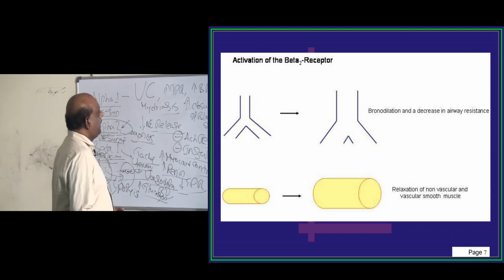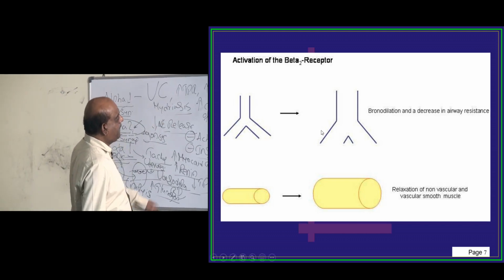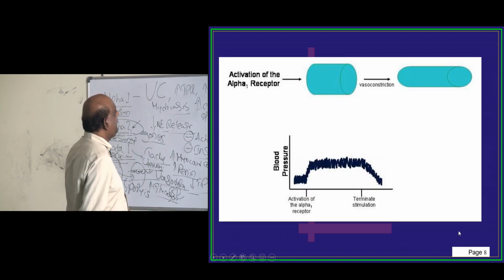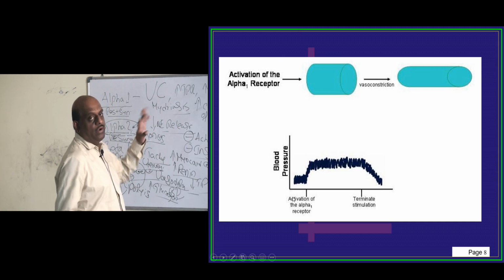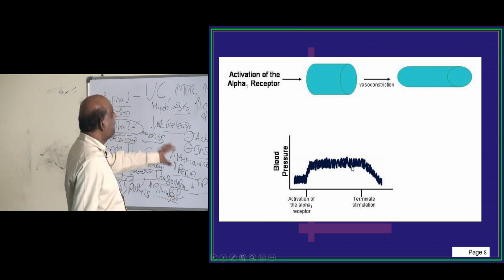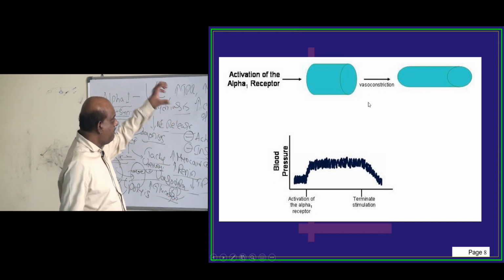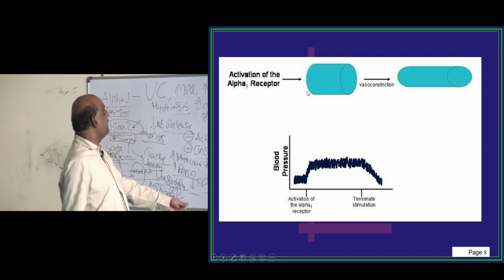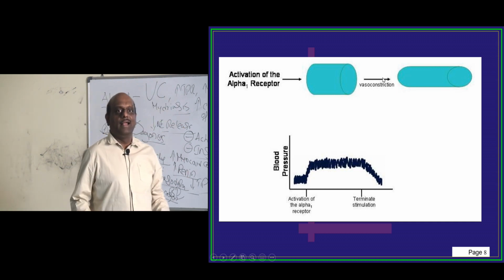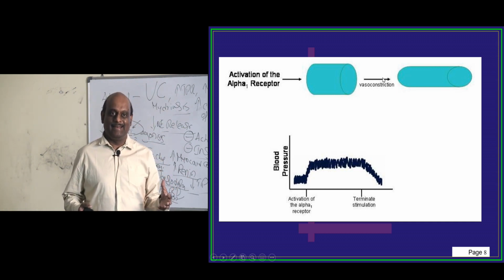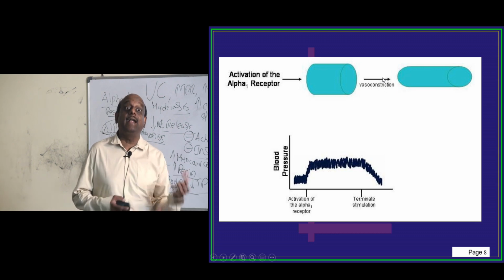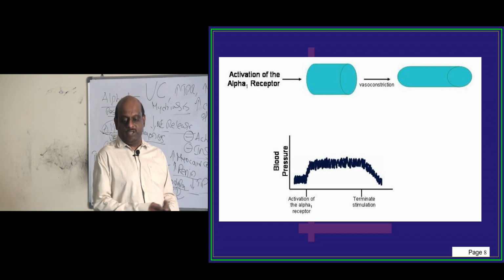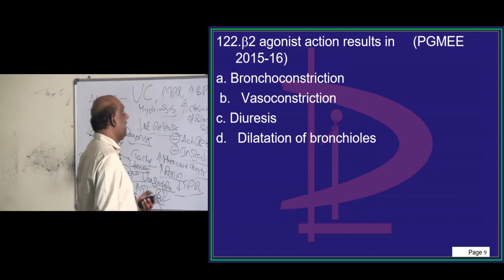Now doctor, if you activate the beta 2 receptor, there is bronchodilation, which you have to ultimately remember. Similarly, what is the effect on the alpha 1 receptor? If you stimulate the alpha 1 receptor, it leads to vasoconstriction and a rise in blood pressure. That is the reason alpha 1 receptor antagonists like prazosin are antihypertensive. Prazosin is an alpha 1 receptor antagonist, which you have to fundamentally remember.